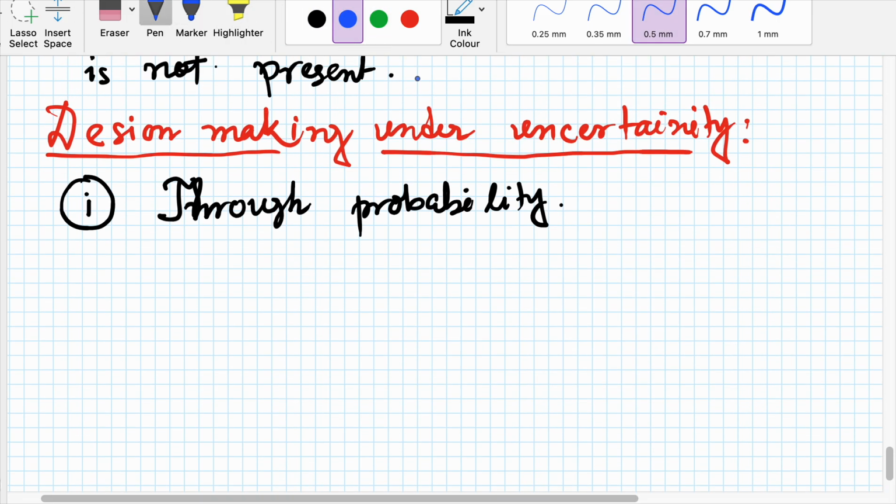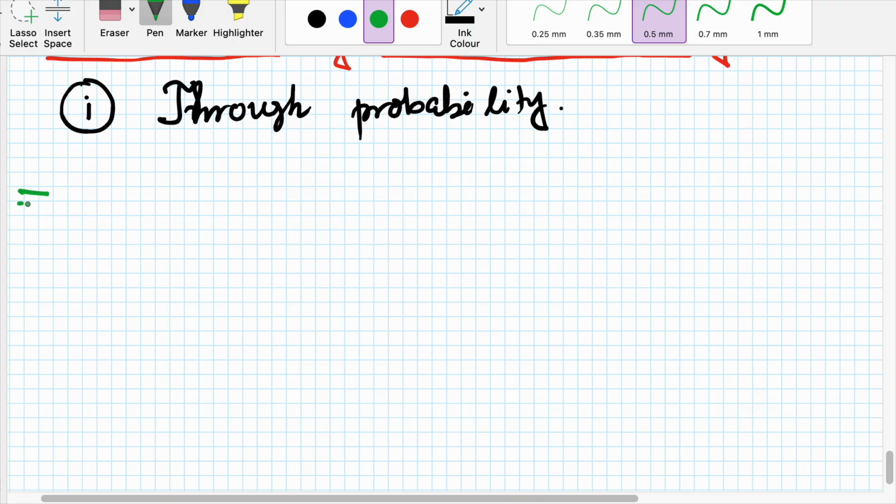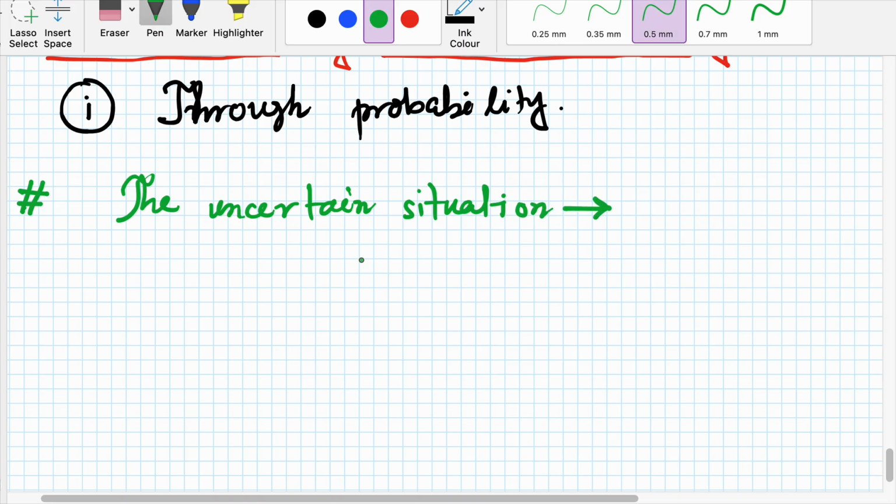So this decision making under uncertainty formally boils down to a lottery.